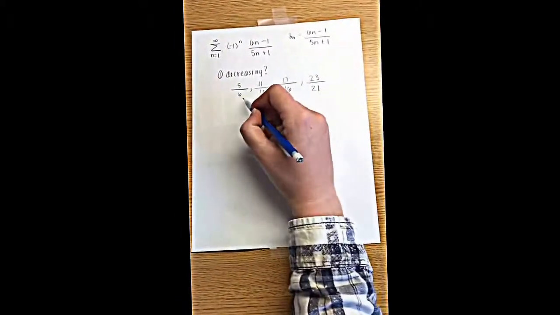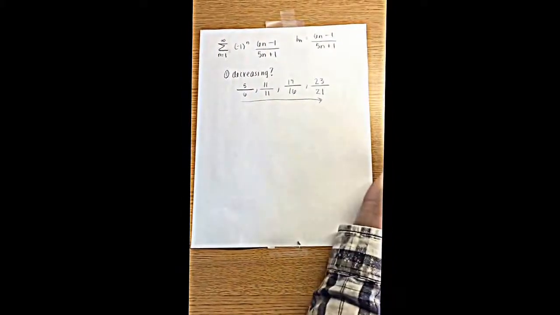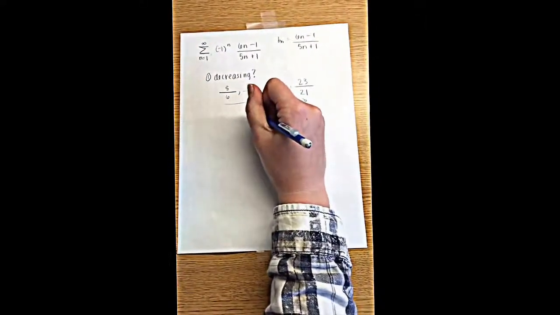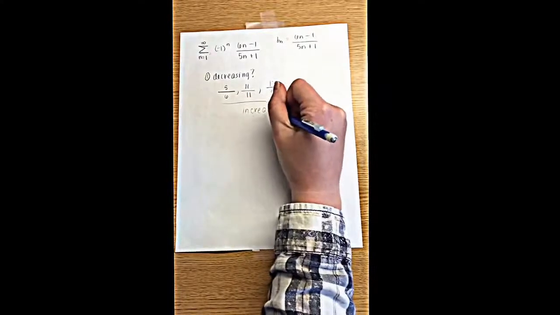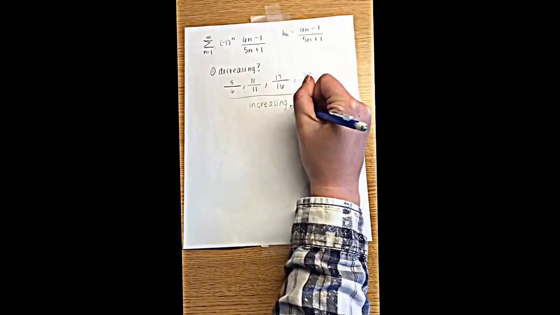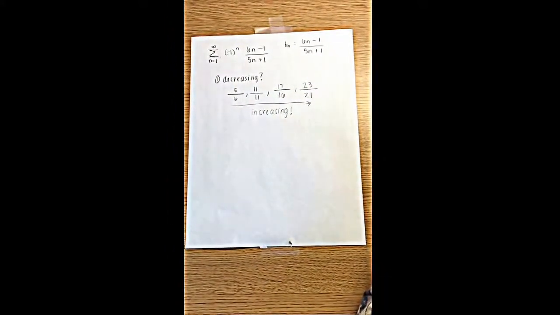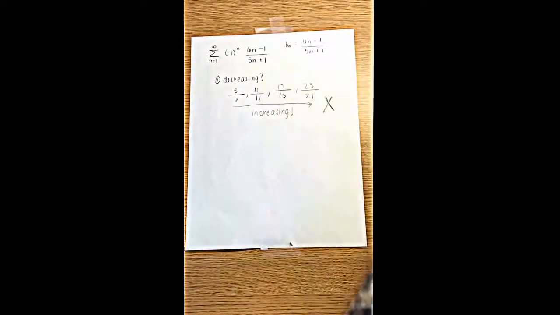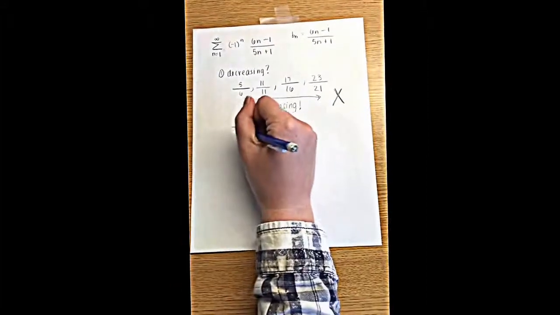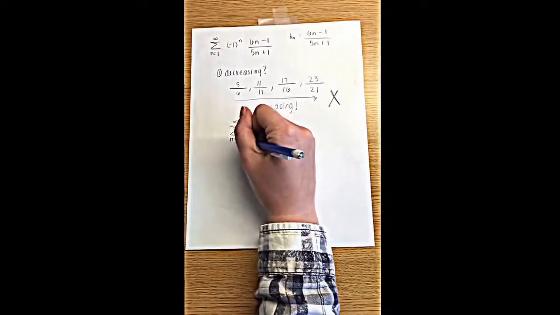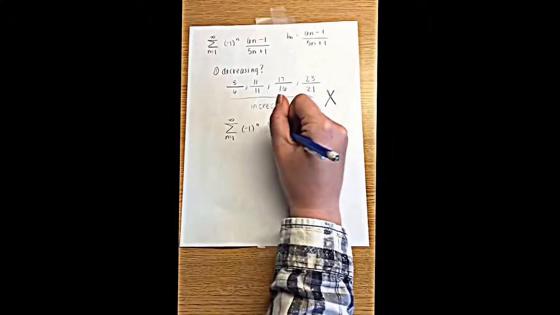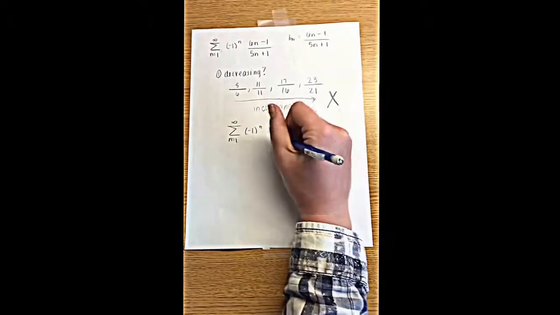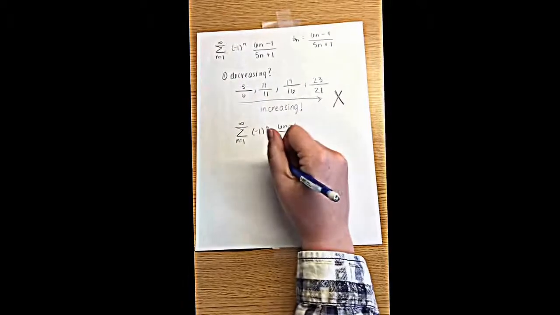Now that you're looking at these fractions, you can tell that they are increasing, not decreasing. Therefore, the first condition is not satisfied, and you can stop there, and you know that this alternating series from 1 to infinity diverges.